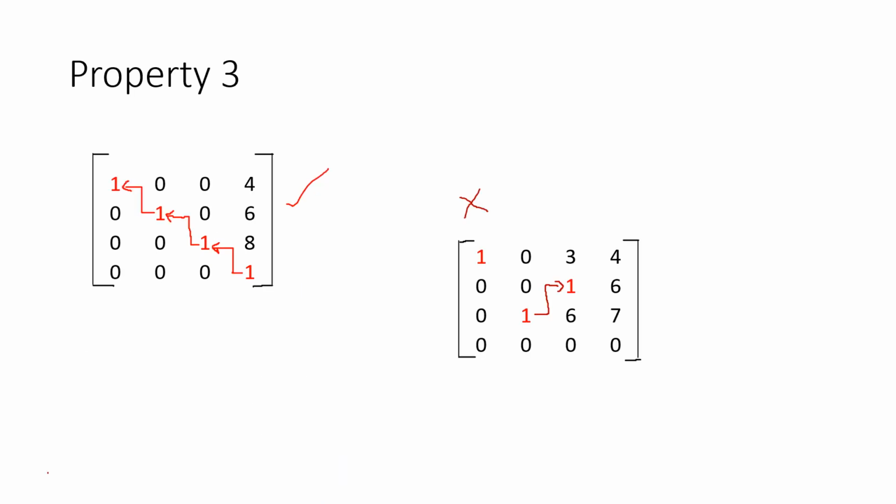The third property is satisfied by the first matrix, but in the case of the second matrix, the second pivot element is appearing to the left of the third pivot element. So property 3 is not satisfied by the second matrix.